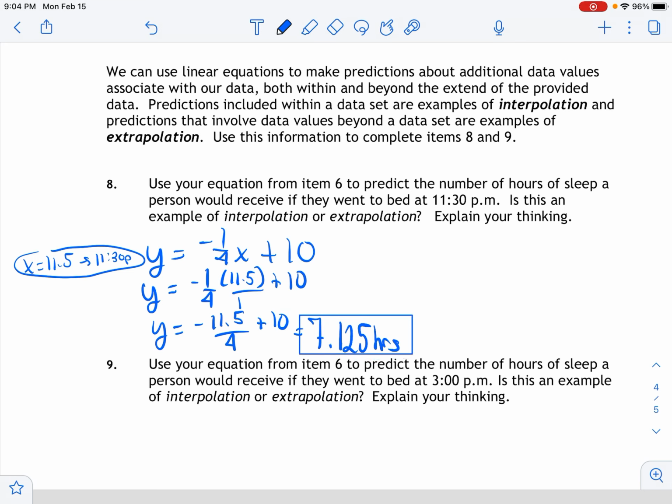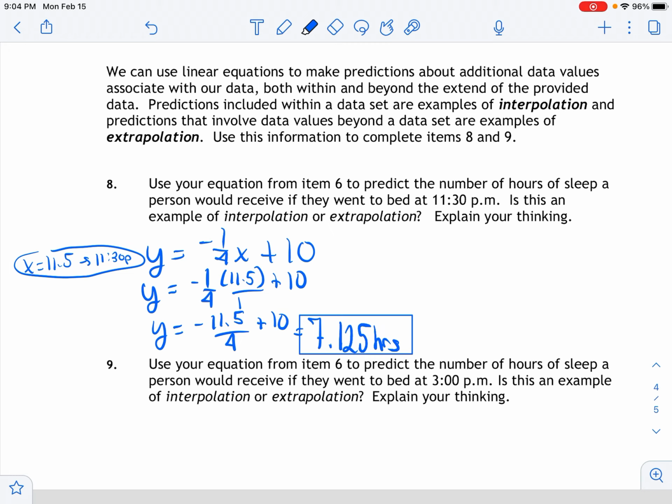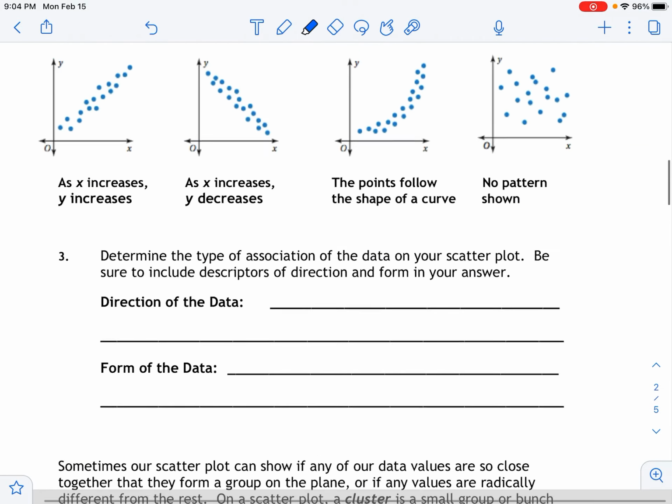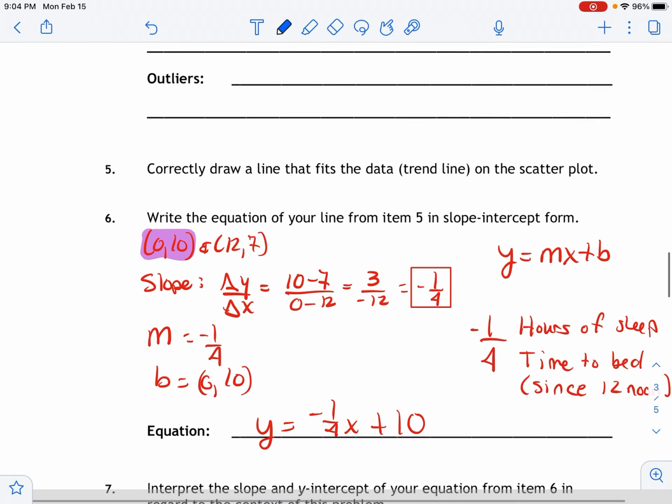Okay. Now, the follow-up question says, is this an example of interpolation or extrapolation? So let's take a look up here. I put those definitions right above problem number 8. So predictions included within a data set are examples of interpolation. Since 11:30 p.m. is a value within our data set, right there in the data, this is an example of interpolation.